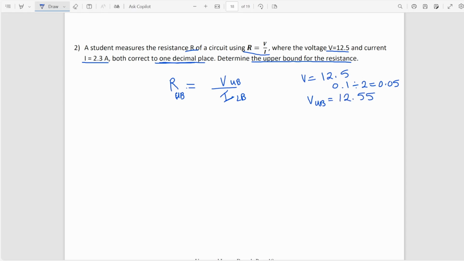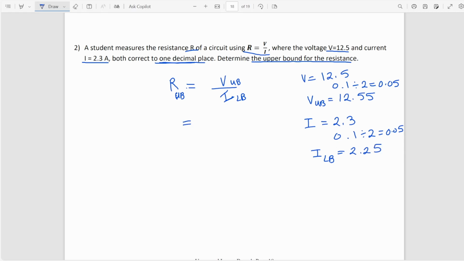Now, as for the current, I is equal to 2.3, also correct to 1 decimal place. So this right here is 0.1. Dividing this by 2 gives you also 0.05. So the lower bound for the current is the subtraction 2.3 minus the error, which is 2.25.